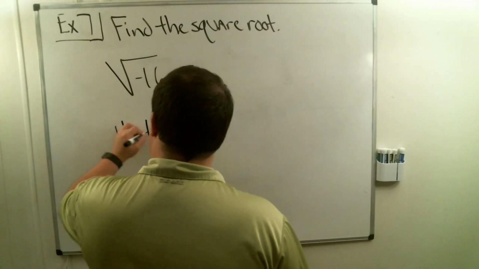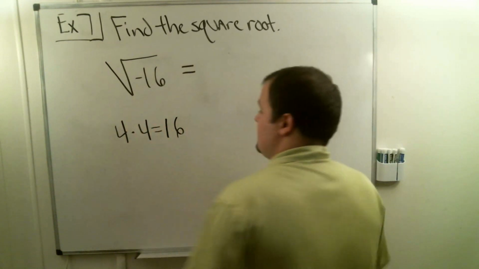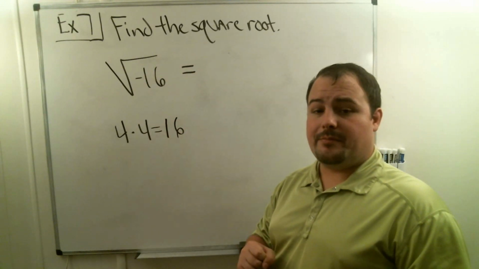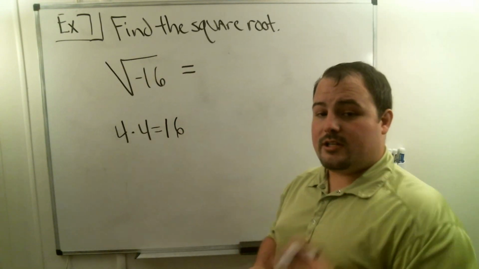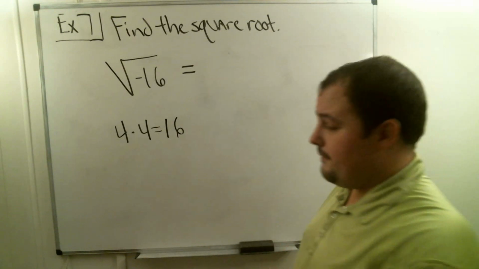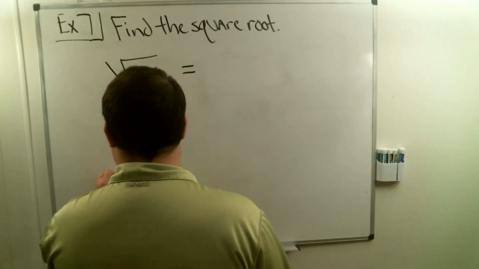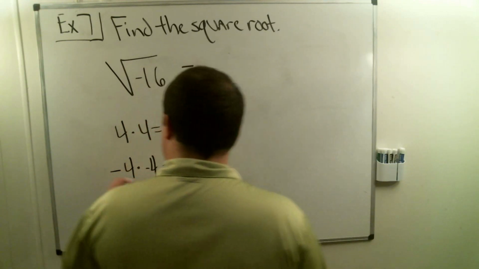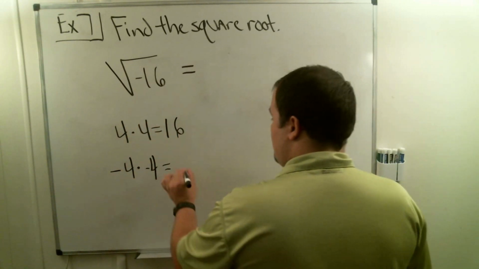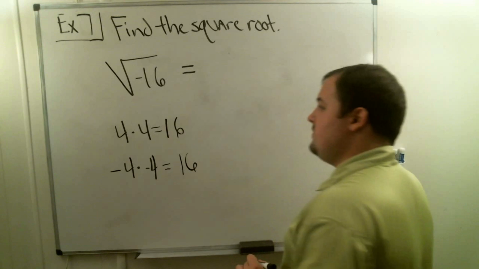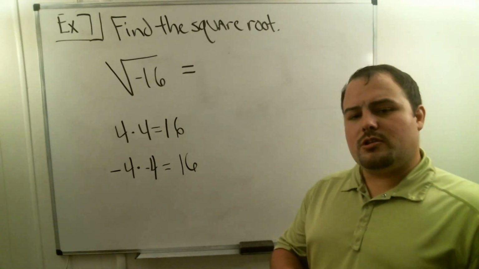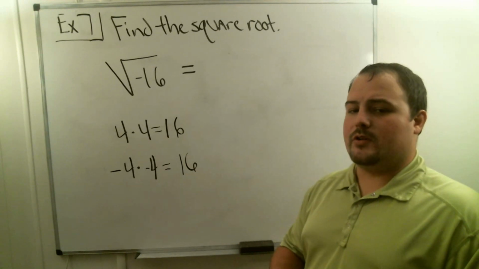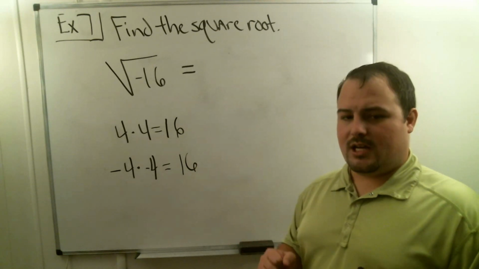If I have 4 times 4, I do get 16. But what type of 16 is on the inside of this problem? That's a negative. So let's try a negative 4 times a negative 4, because again, our numbers have to be the same. Well, negative 4 times negative 4 equals, again, a positive 16. And in order to be able to actually get this answer, we need to have two of the exact same numbers multiply together to make a negative 16.